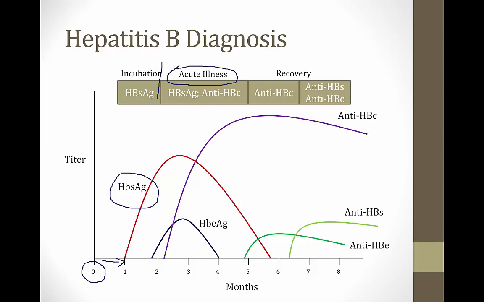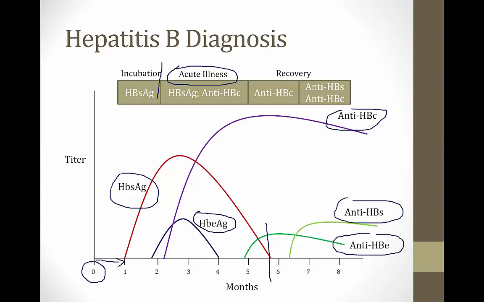The next marker to rise at about 2 months or so is hepatitis B E antigen, and then shortly after that you see levels of the hepatitis B core antigen antibody begin to rise. Sometime later, levels of the other antibodies begin to rise. This green line here is the anti-hepatitis B E antigen, and then this line here is the anti-hepatitis B surface antigen. Note that this right here is the window period.